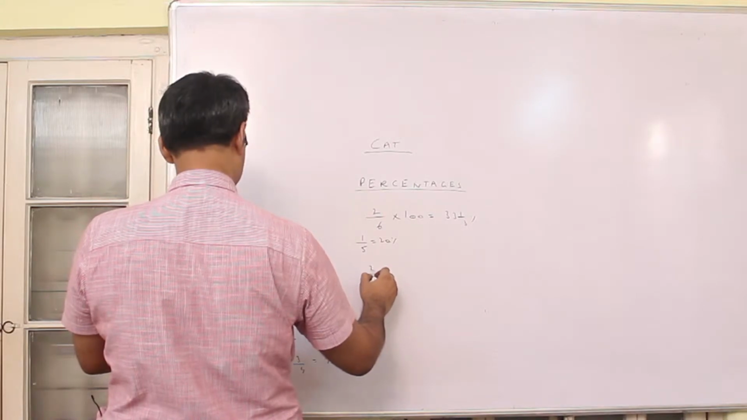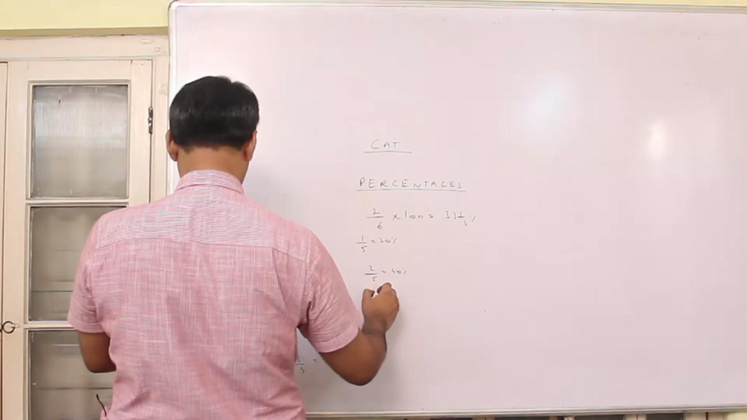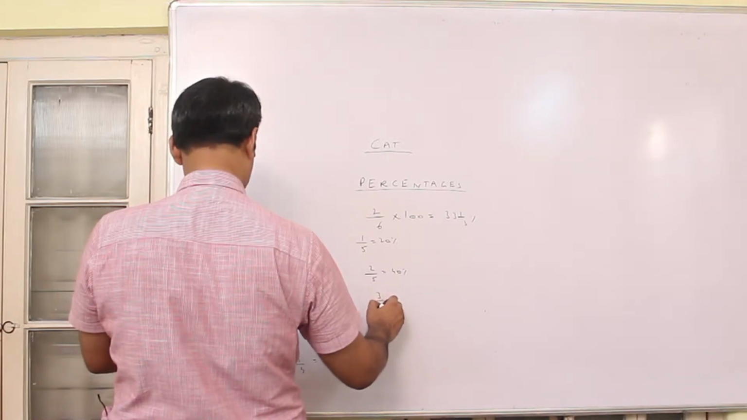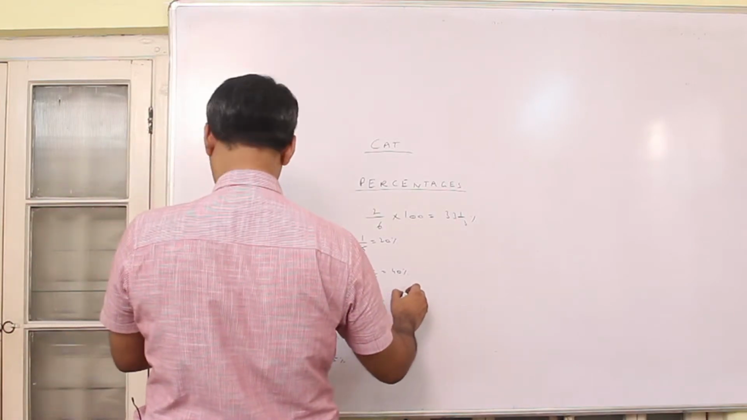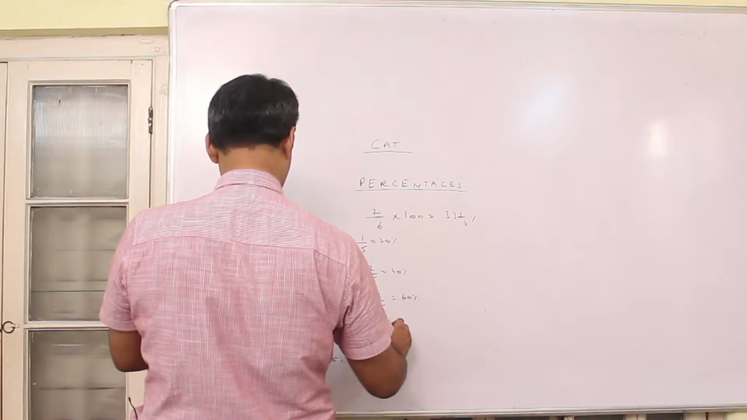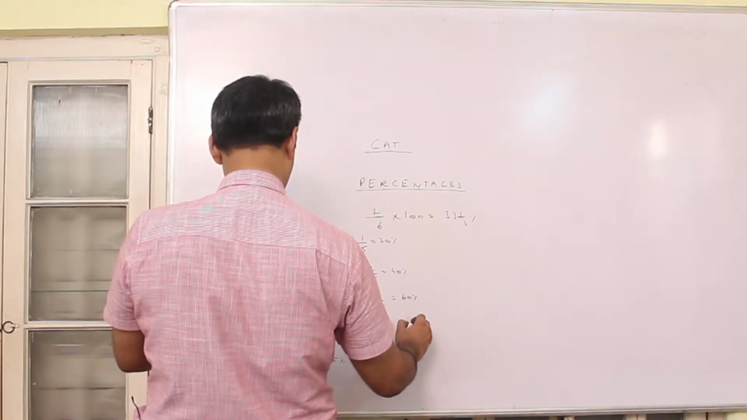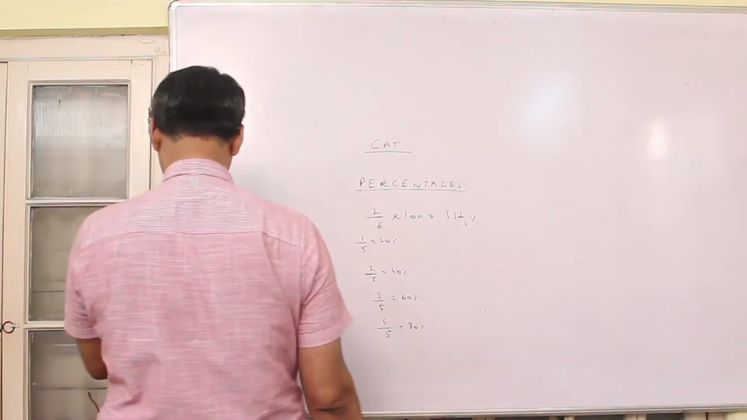1/5 is 20%. 2/5 is 40%. 3/5 is 60%. 4/5 is 80%.